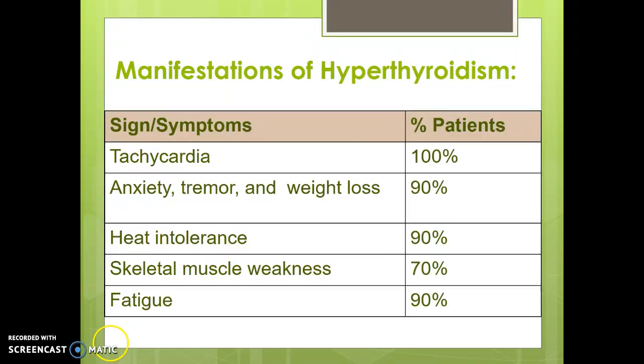These are just the symptoms by percentage of patients. 100% of patients usually have tachycardia. 90% will have the anxiety, tremor, and weight loss. 90% will have what's called heat intolerance, and they will get febrile very easily. They may have skeletal muscle weakness, and they may develop fatigue. But most patients tend to have the majority of clinical symptoms.